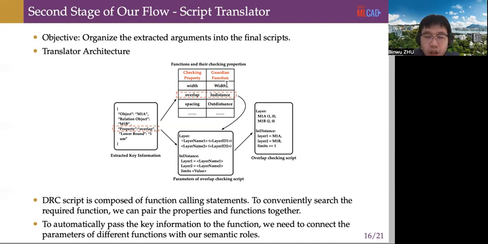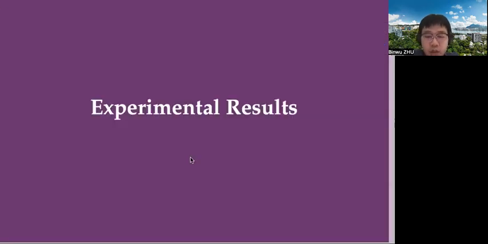In addition to automatically passing the key information to the functions, we also need to connect the parameters of different functions with our semantic roles. As we clearly defined the fine-grained semantic roles before, the relationships can be easily established. For example, parameters that receive the layout layer name correspond to object or relation object, and the parameters that receive the checking value correspond to lower bound or upper bound or exact value. Okay, that's all about our flow.